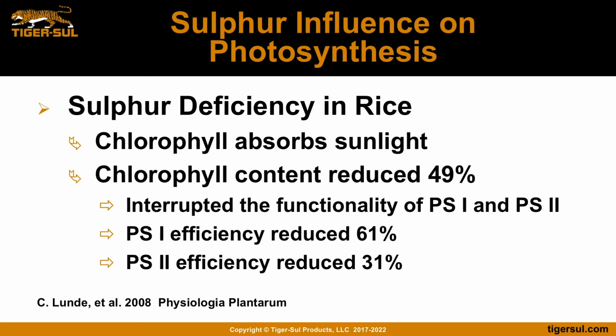This is a trial with rice, demonstrating where chlorophyll absorbs the sunlight, and if sulfur is deficient, there was a reduction of 49% in the amount of chlorophyll content. This project also demonstrated that the functionality of photosystem 1 and photosystem 2 within the photosynthetic process were reduced. System 1 had a reduction of 61% in efficiency. System 2 had a reduction of 31%.